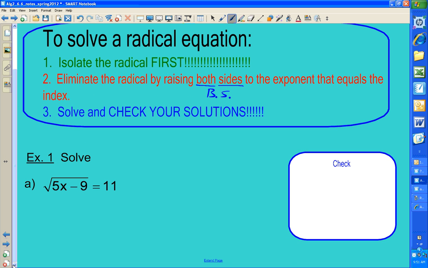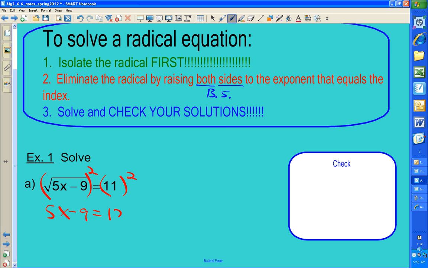This is asking you to solve for x. It's got a radical in it. So what you want to do is isolate the radical. Already done. We want to now raise both sides to the power of 2. When you square a square root, you get the radicand. You get 5x minus 9. What do you get when you square the other side?